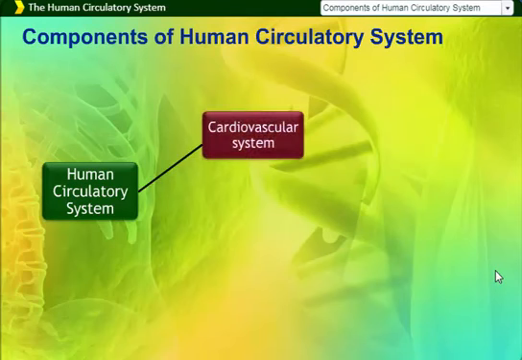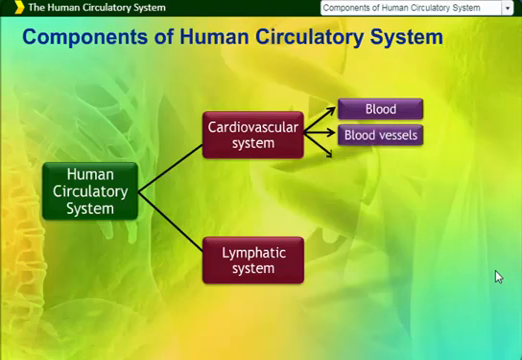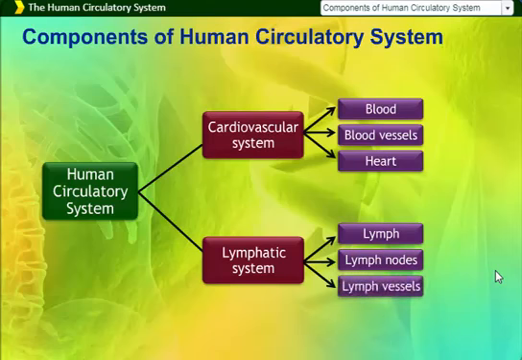the cardiovascular system and the lymphatic system. The cardiovascular system consists of blood vessels and the heart. The lymphatic system is made up of lymph nodes and lymph vessels.